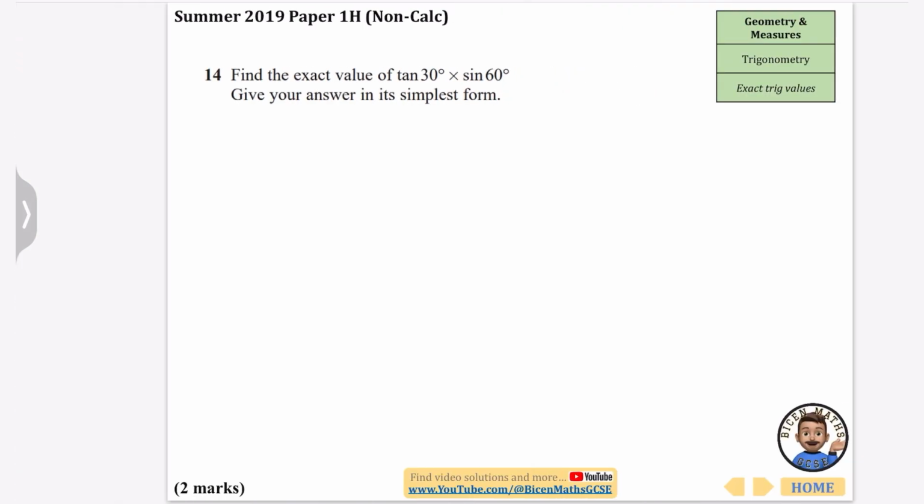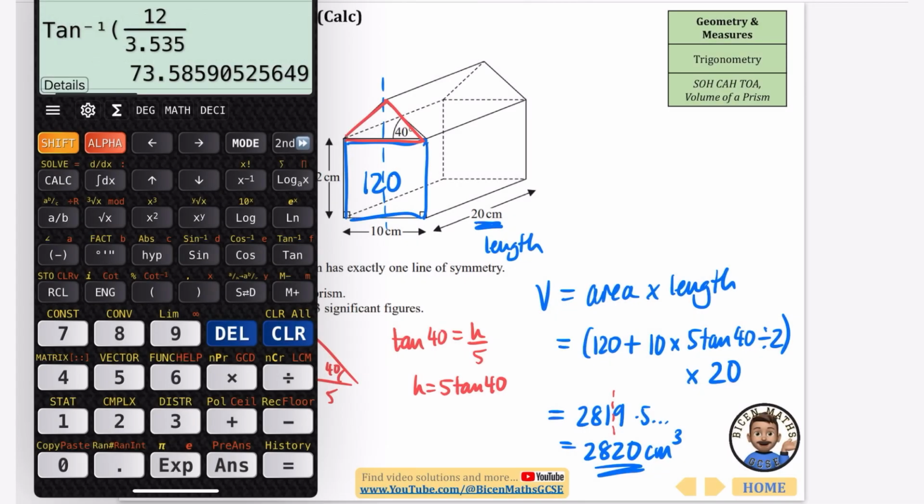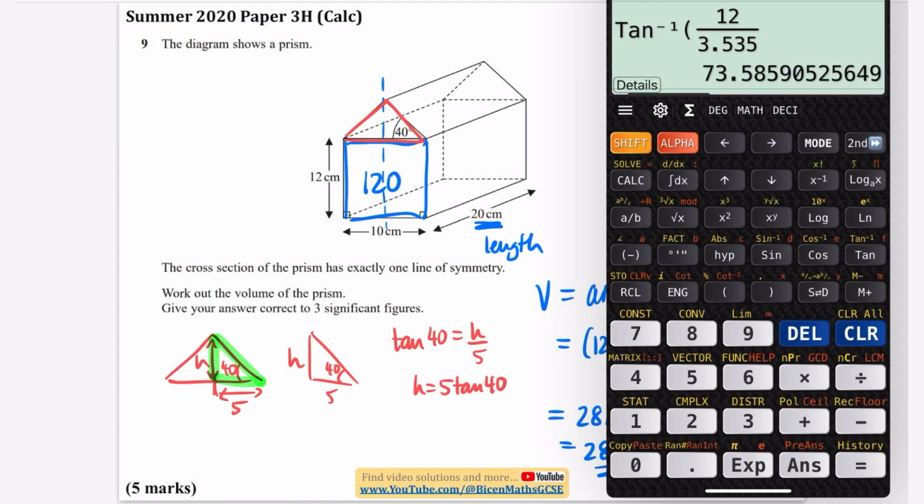This was a very long video. The rest are going to be on exact trig values. If you found this useful, it probably got a lot harder towards the end.